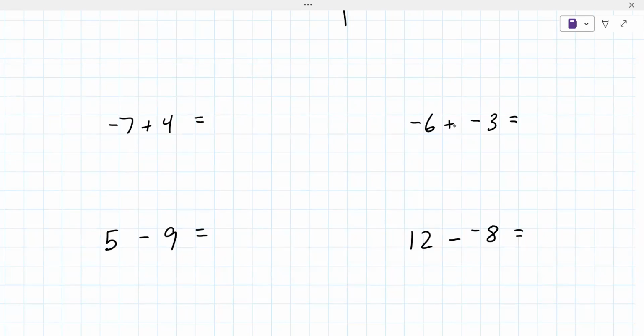Okay, so I've just put 4 problems up here on the screen. Go ahead and work out any of these. And if you have questions, you can ask. I'm just kind of curious where you're at on this.